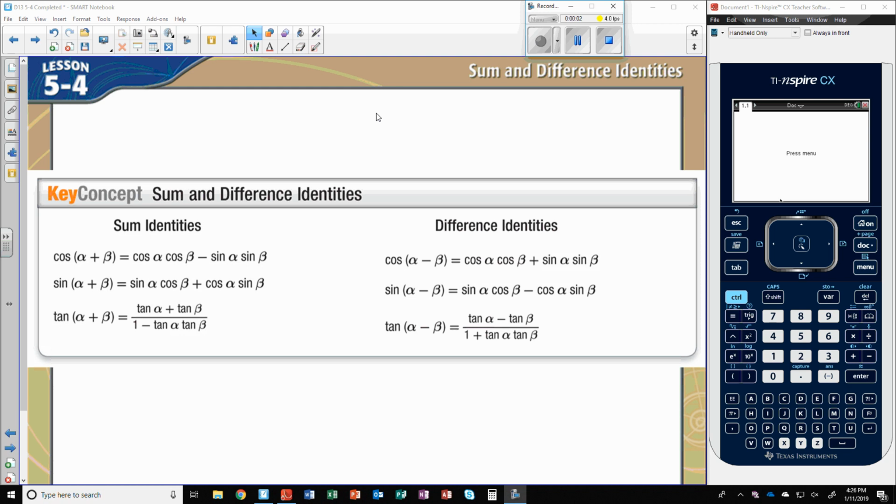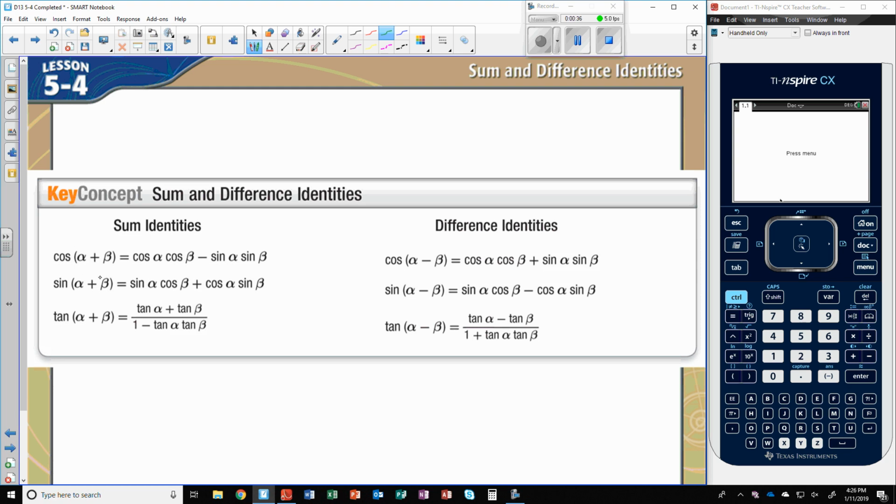Lesson 5.4. Sum and difference identities is what this lesson is mostly about. Here we have some sum identities for cosine, sine, and tangent of A plus B, where A and B are Greek symbols for angles. This is used to find cosine, sine, and tangent values by hand that are not unit circle values, for example values that are not 30, 60, 45, or 90 degrees, or any of those hand trick values.